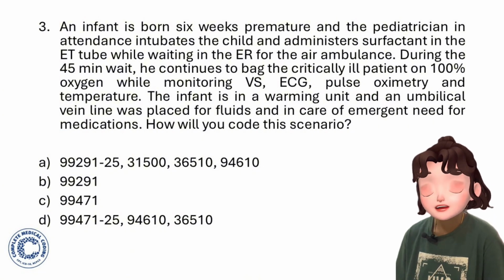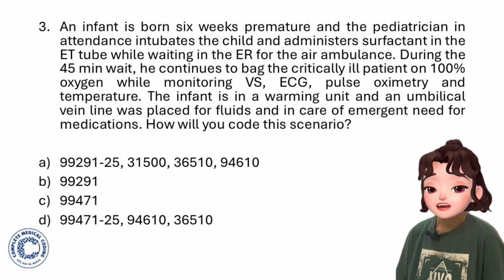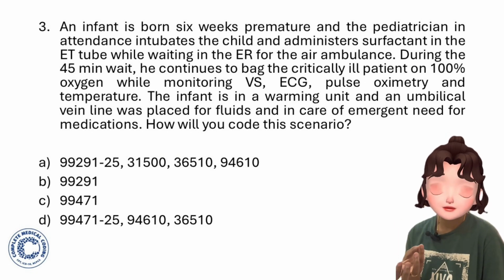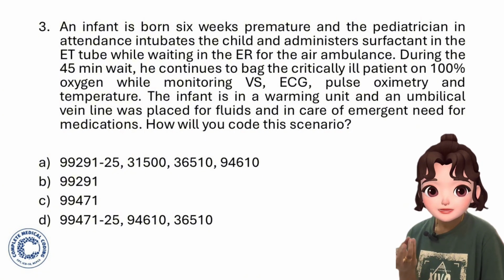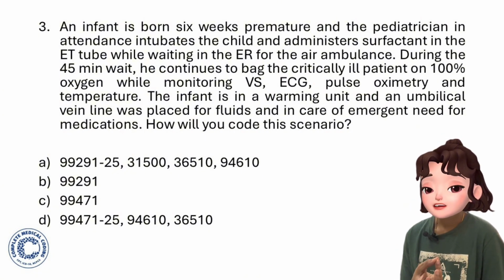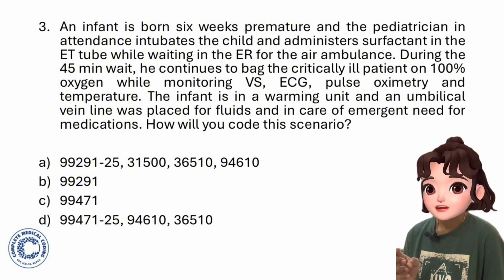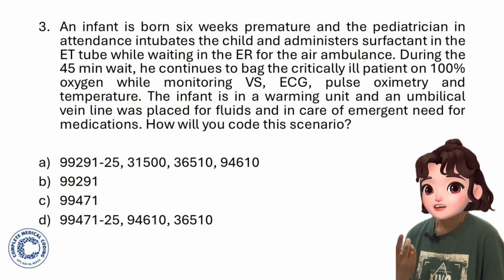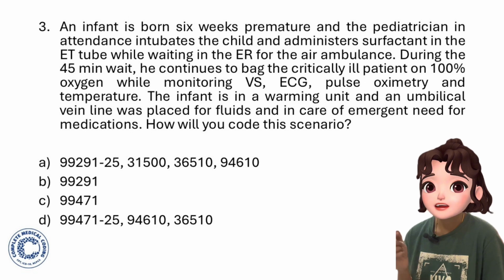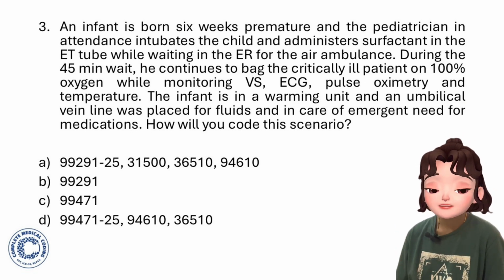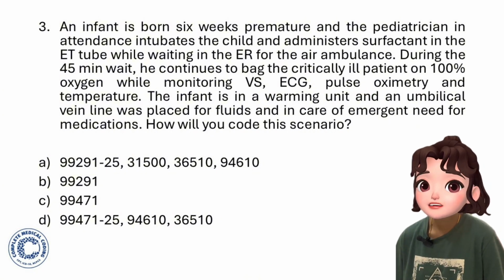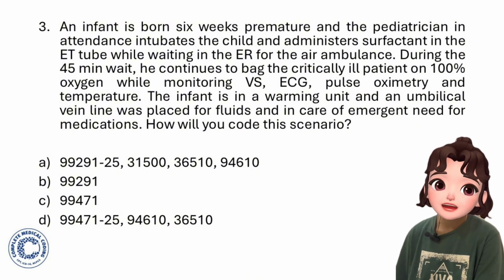An infant is born 6 weeks premature and the pediatrician in attendance intubates the child. So, you have to code for the intubation. Administered surfactant in the endotracheal tube. So, that also you have to code, right? Those two codes we have marked, 31500, 94610. And then at the end it is mentioned the infant is in a warming unit and umbilical vein line was placed. So, that is catheterization of umbilical vein, 36510. And since it's a critically ill patient, code the critically ill code 99291.